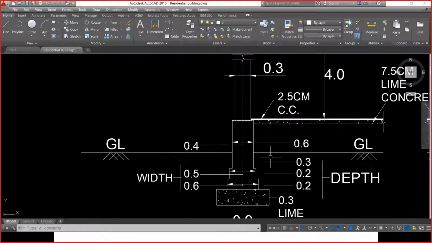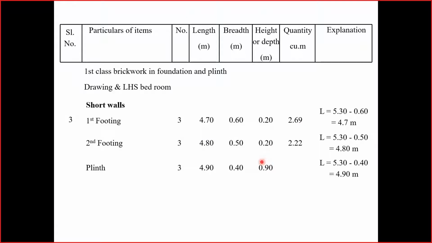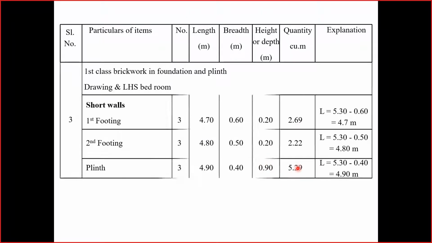ground level and below the ground level. Put together we have 0.9 meter as discussed earlier. The total quantity is 5.29.